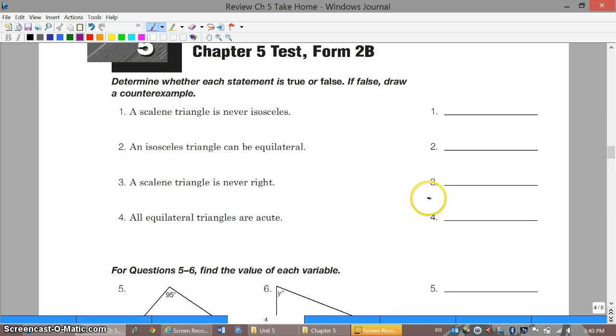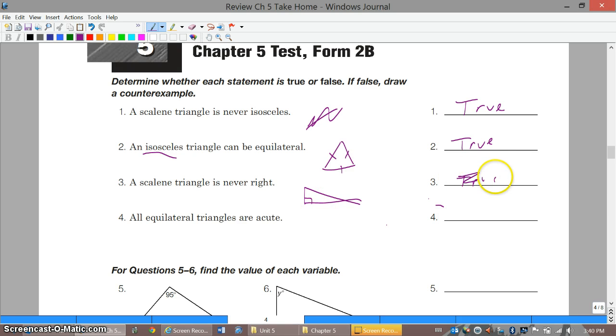Scaling triangle is never isosceles. True, because scaling says no sides congruent. Isosceles is two sides congruent, so that can't be true. Isosceles triangle can be equilateral. Well, an isosceles triangle has three congruent sides, which means it also has two congruent sides. So it's true again. A scaling triangle is never right. Well, no, there's a right scaling triangle. True again, or false. There's a right scaling triangle.